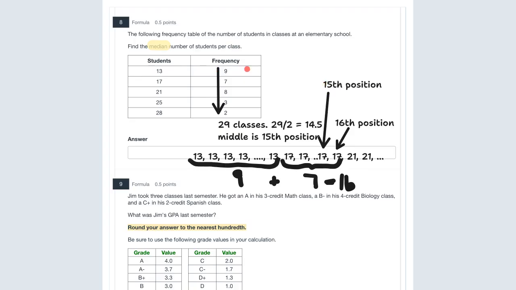So basically what I need to note is there are 9 of those 13s. And then I start listing the 17s, I got 6 of those. So these 2 here take up my first 16 positions. That also means my 15th number has to be in there. So the number that's in the 15th position has to be a 17.